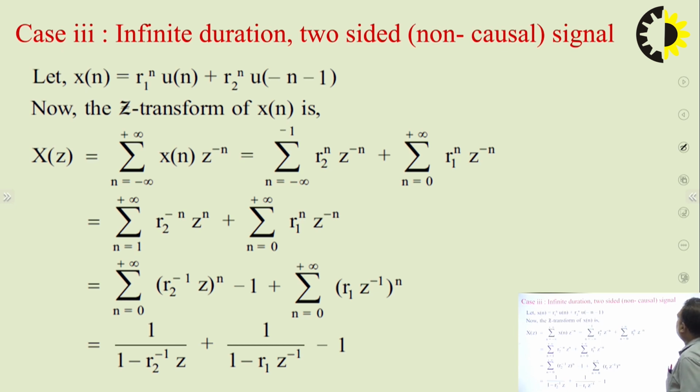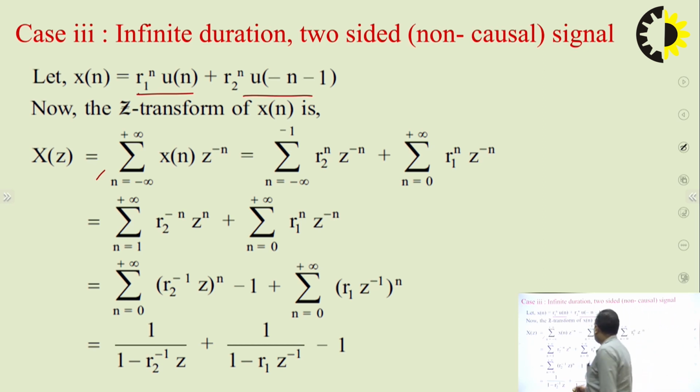Then the infinite duration two-sided signal. Let us suppose we have taken another signal, which you can call a non-causal signal, because u[n] and u[-n-1] both are there. So we will apply the Z transform over it. We can write the limits from minus infinity to minus 1 for the term R2 to the power n z to the power minus n, and for R1 to the power n z to the power minus n, from 0 to infinity.